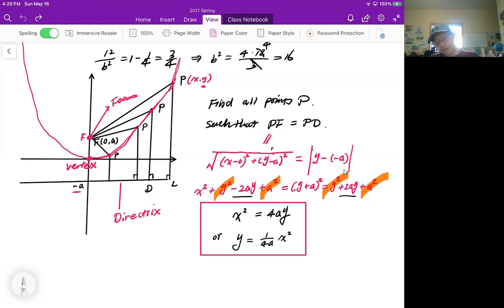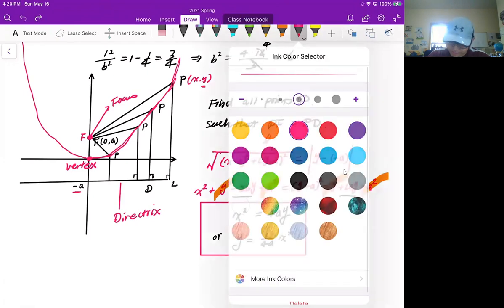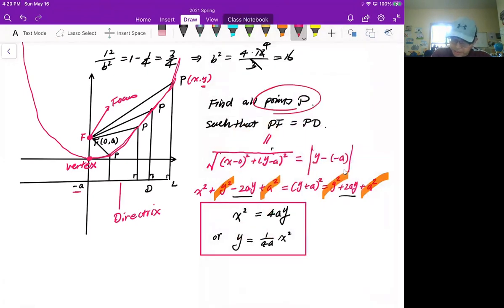And now how do you define the parabola? The parabola will be all of the points P such that P satisfies this condition. So what's the condition here? It's the distance between P and the focus. That distance is the same as the distance from P to the directrix. So that means I want this distance to be the same as that distance.